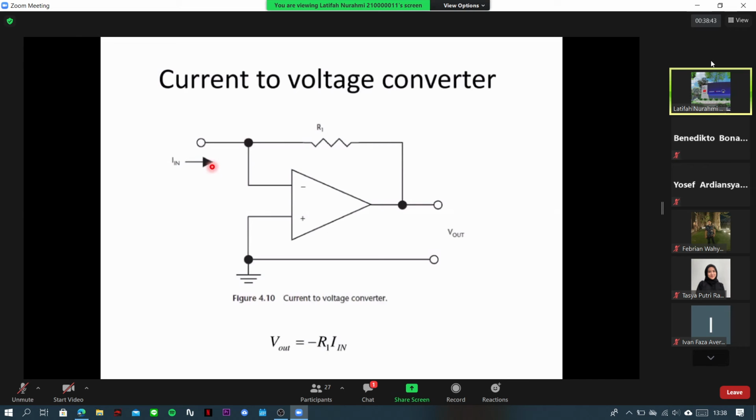So here is our input current signal, and you want to get voltage. The output voltage is equal to minus the resistance, connected to the inverter, multiplied by the current signal. Don't worry about this. We'll go into more detail and use more examples to understand.